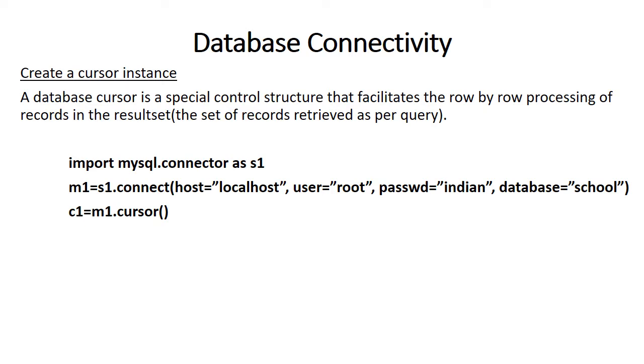Create a cursor instance. A database cursor is a special control structure that facilitates the row by row processing of records in the result set. The set of records retrieved as per query, that's what you mean by result set. Now the code. Import mysql.connector as s1. m1 is equal to s1.connect. c1 is equal to m1.cursor.